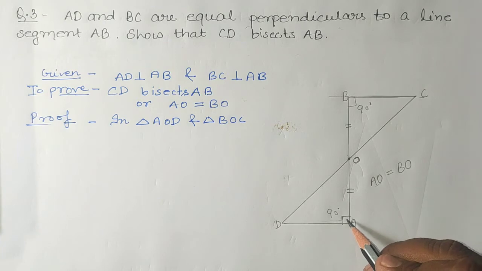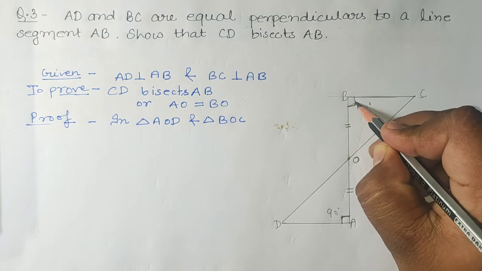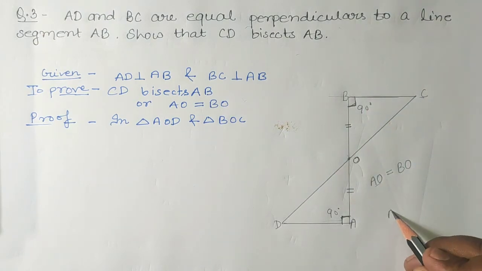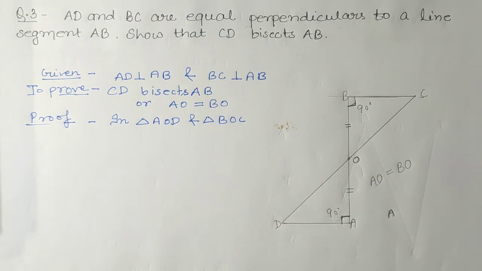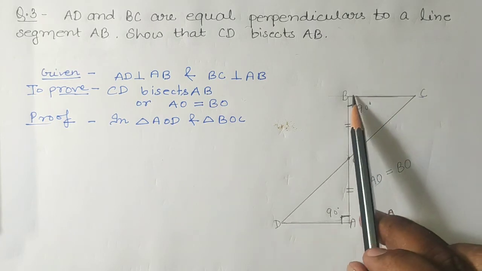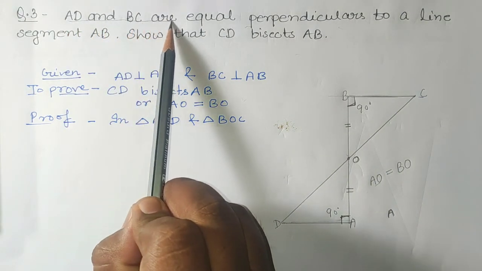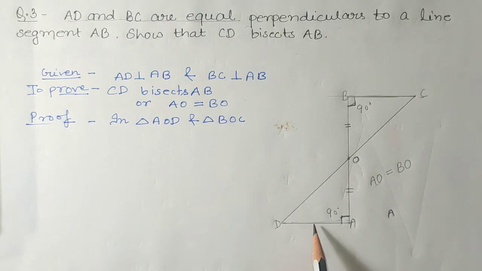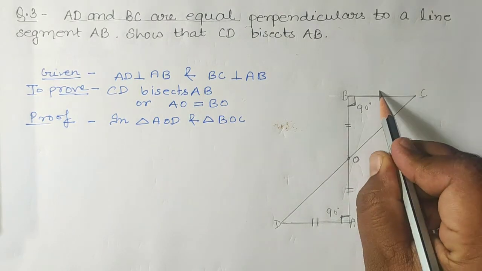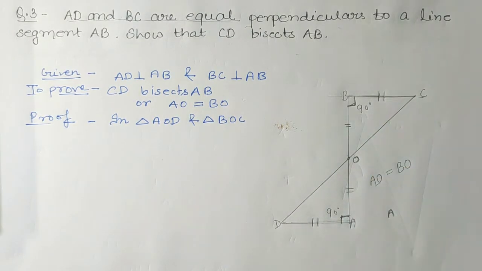So what we have is that this angle is equal to this angle because both are equal to 90 degrees. So one angle we have. What else do we have? We have that AD and BC, meaning this side AD and this side BC, are equal, as it is written in the question that AD and BC are equal. So this side is equal to this side, AD and BC. So one side we have.